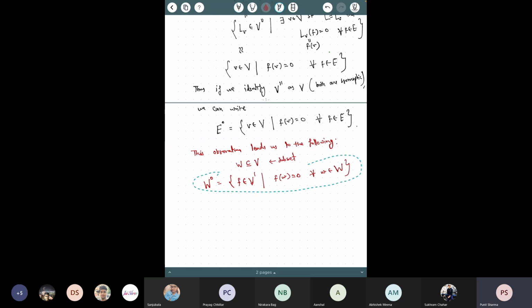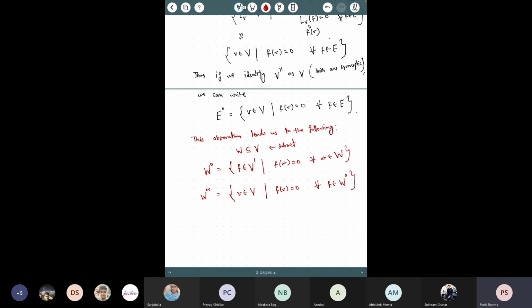Since this is a subset of V dash, and V dash is a vector space, I can talk about its annihilator also. Because of the above observation, it is the collection of all vectors in V such that f of V equals 0 for all f in W annihilator. So clearly you can say from here that W is always a subset of W double annihilator.